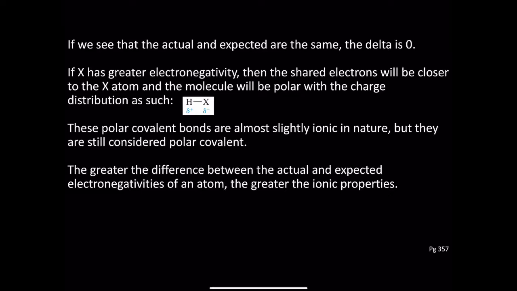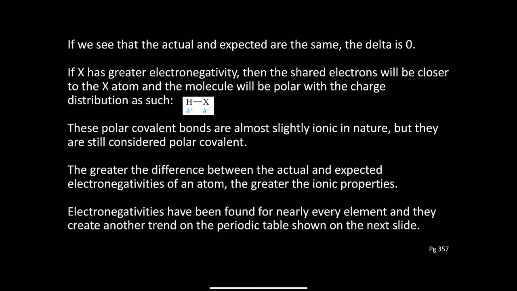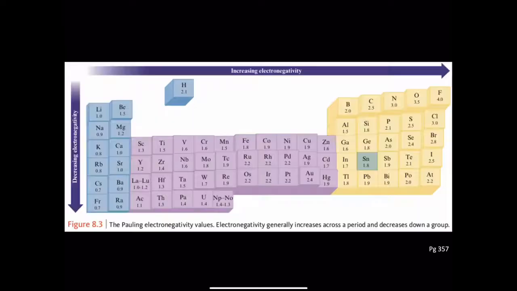And then the greater the difference between the actual and expected bond energies, the greater the ionic properties. Okay, so the more it reacts like an ionic bond rather than a covalent bond. It basically essentially means it's just more polar. The electronegativities have been found for nearly every element, and they create another trend on the periodic table shown here. Okay, so fluorine up there in the top right, like we were talking about with hydrofluoric acid, HF, it's very, very, very high, right?